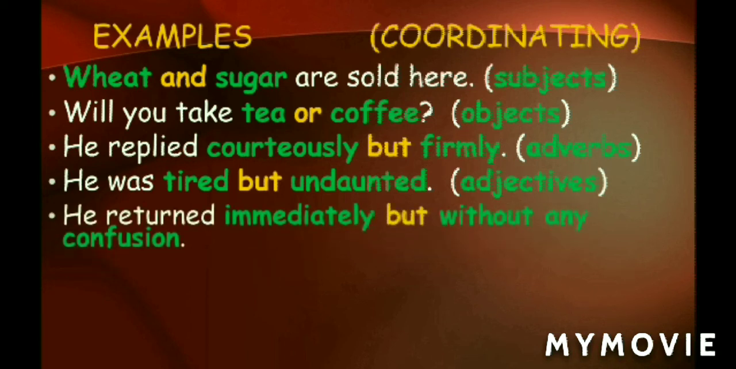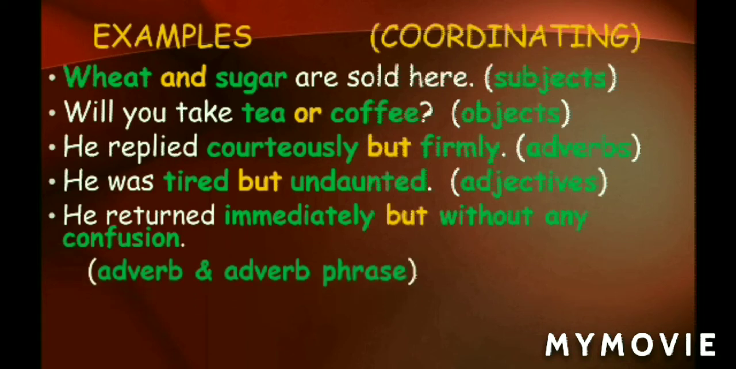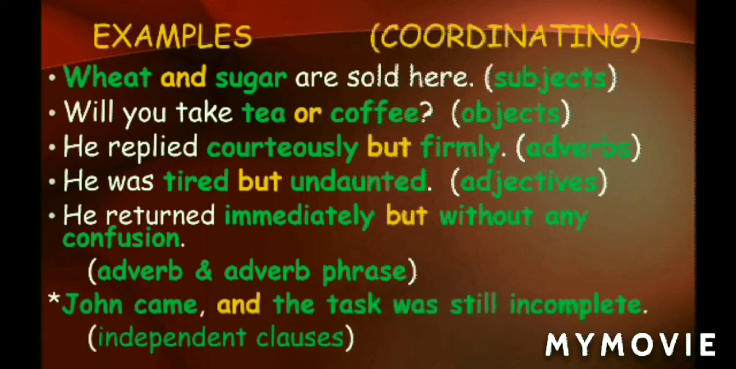He returned immediately but without any confusion. Here in this sentence, the adverb immediately is joined with an adverb phrase, without any confusion, using a coordinating conjunction but. John came and the task was still incomplete. Here, 2 independent clauses are joined using a coordinating conjunction and.